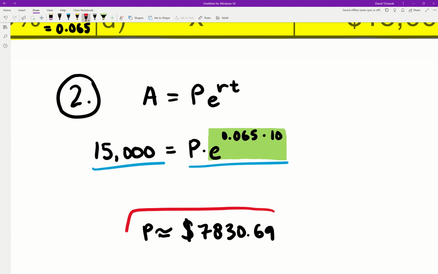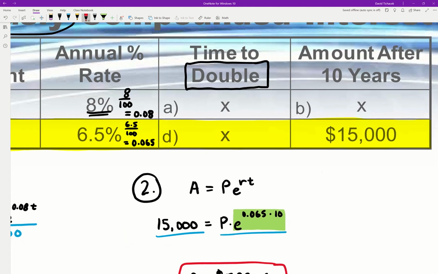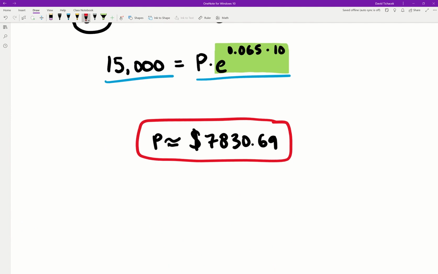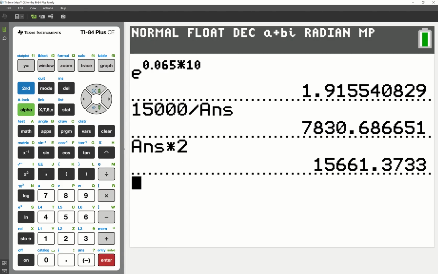So that's one of the things that they asked us to find, so I'll box that. And then the only other thing that we need to find is the amount of time it's going to take this dollar amount to double. Okay, so let's figure out what double that amount would be. So going back to the calculator, I'm just going to simply pick up with the times 2, and then double that amount of money is going to be $15,661.37. I just need to figure out how much time it's going to take the $7,000 amount to double into that $15,000 amount.